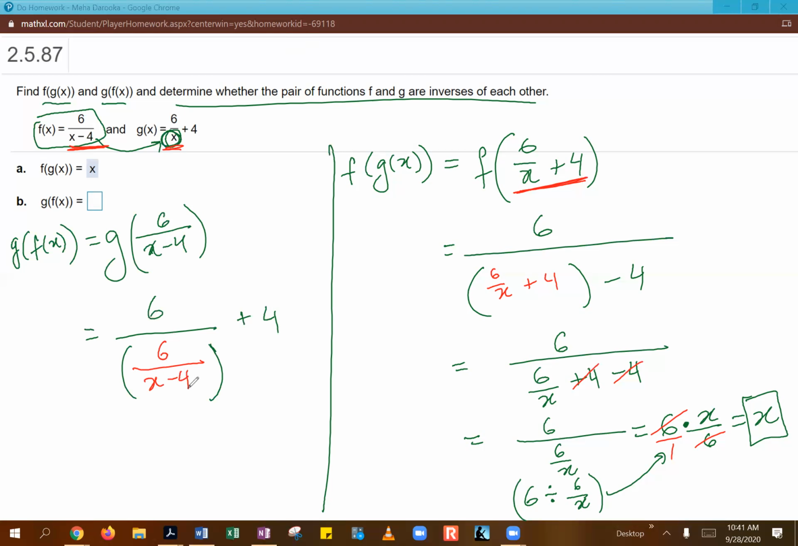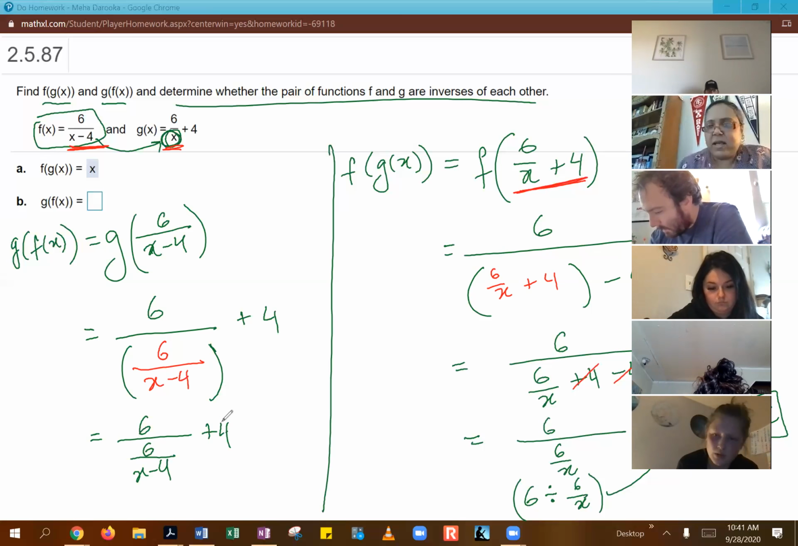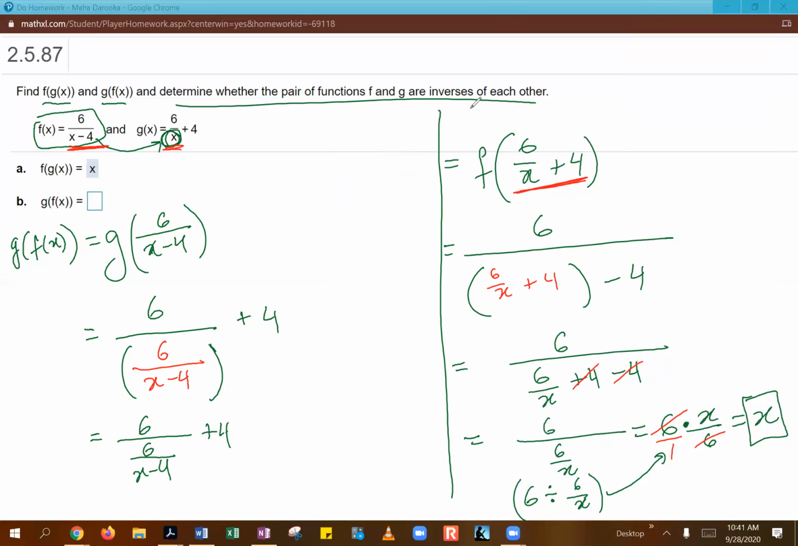So let's see how we can clean this guy up now. I think I'm gonna have to make a little room over here, but right now we have 6 divided by this fraction, 6 over x minus 4, and then you have that plus 4 at the end over here. So let's get rid of this, and make some room over here. Okay, so let's take a look now.